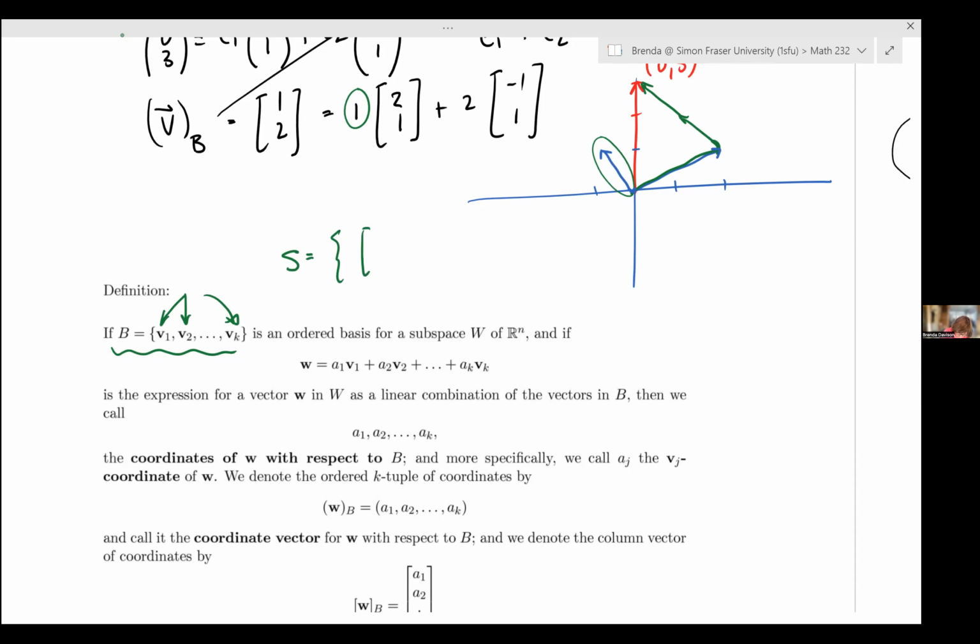1, 0, 0, 1. Okay, this being the x coordinate basis vector and this being the y coordinate basis vector. Okay, we don't switch them around. So it is an ordered basis.